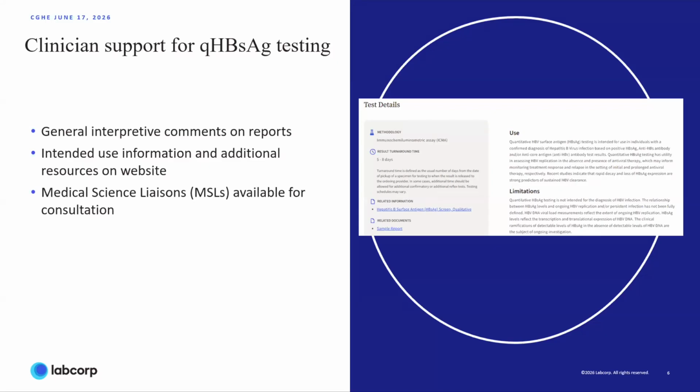So as I showed you previously, we do have our general interpretive comments on the reports. On our website and directory of service, we have additional information, and I'm showing you a screenshot to the right, where we include the methodology being used, the intended use, the limitations of the assay, and then there are some additional links to try to help support. And then finally, certainly we have medical science liaisons like myself and other representatives who are available to consult with clinicians as needed.